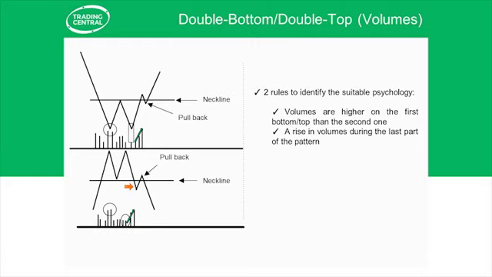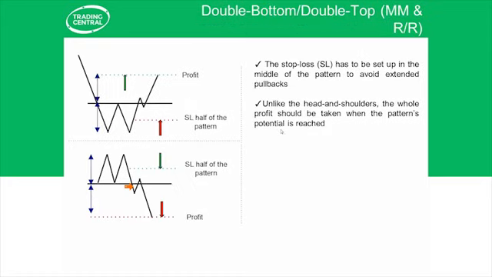Regarding targets now, regarding targets and risk reward and money management. The minimum measuring target is the height of the top, projected upward from the breakout point. So in this example, you can find the target. You can see the vertical distance reported upward from the breaking of the neckline, and you can find your target.